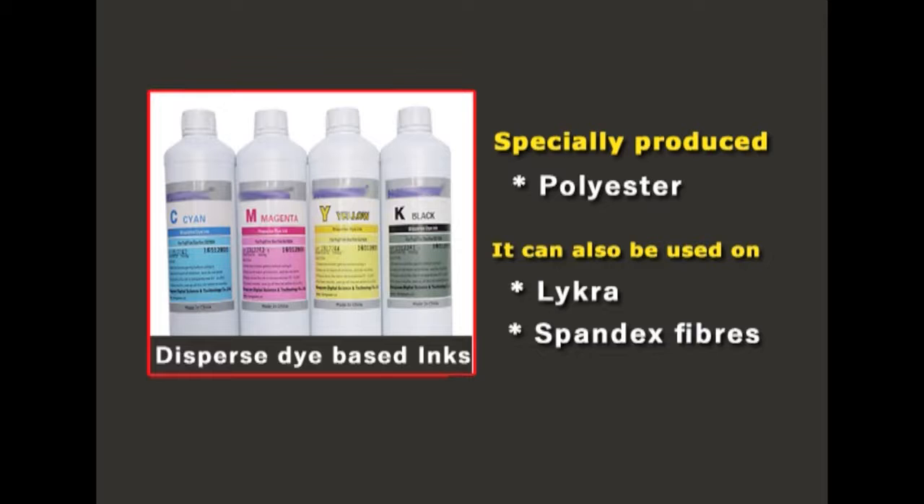And then the third category of inks are the dispersed dye inks. These are based on dispersed dyes and these inks are specially produced for polyester fabrics. The ink can also be used on lycra and other spandex fibers. So, this type of ink print is not as bright as reactive or acid based ink prints. Dispersed dyes are capable of sublimation, that is, when the dye is exposed to higher temperatures, it takes up a gaseous stage and on cooling it condenses back to solid dye.